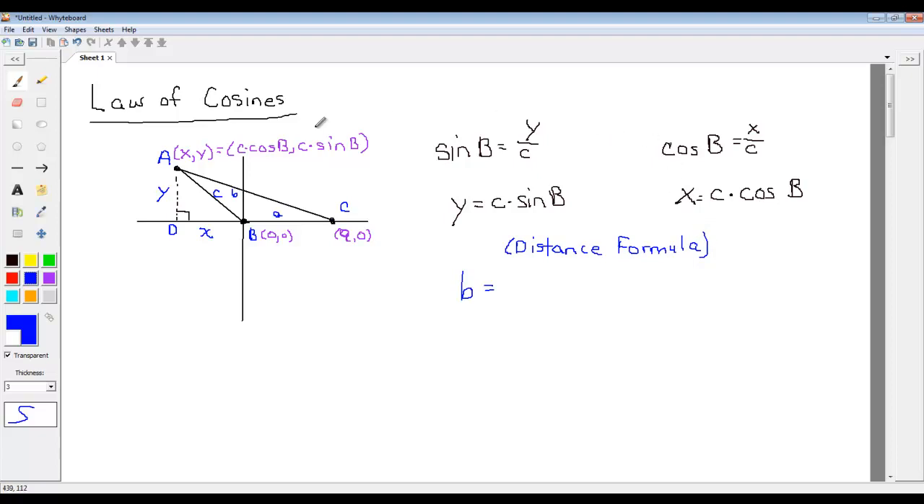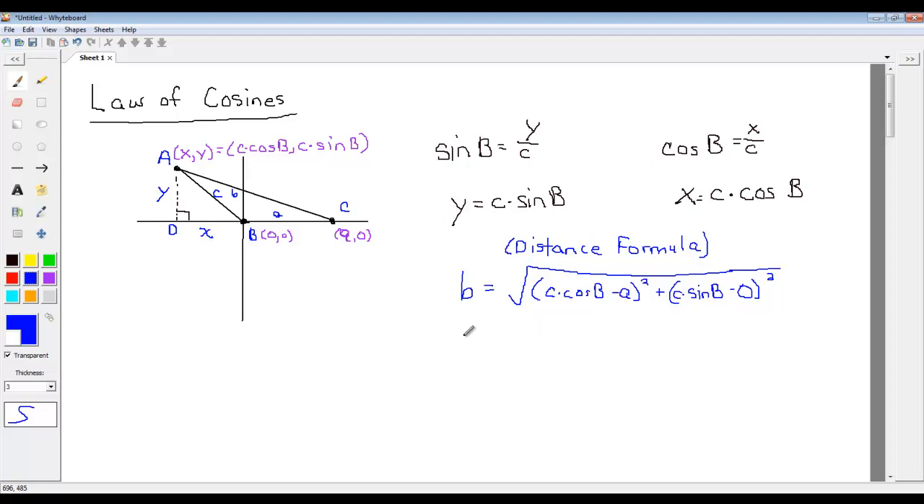The distance between points C and A can be found by the distance formula, and that in turn will give us the length of side B. So distance formula, we got square root. Then we're going to take the x coordinates, subtract them, so c times cosine B minus a, quantity squared, plus, then we'll take the y coordinates, c times sine B minus 0, quantity squared, and then take the square root of that sum.